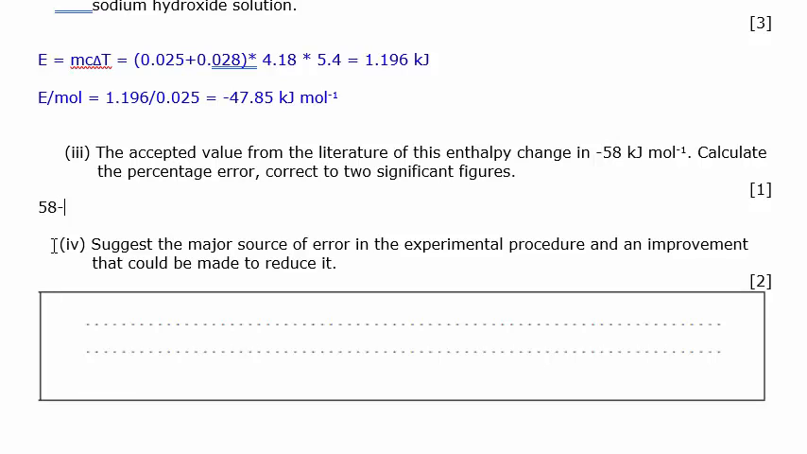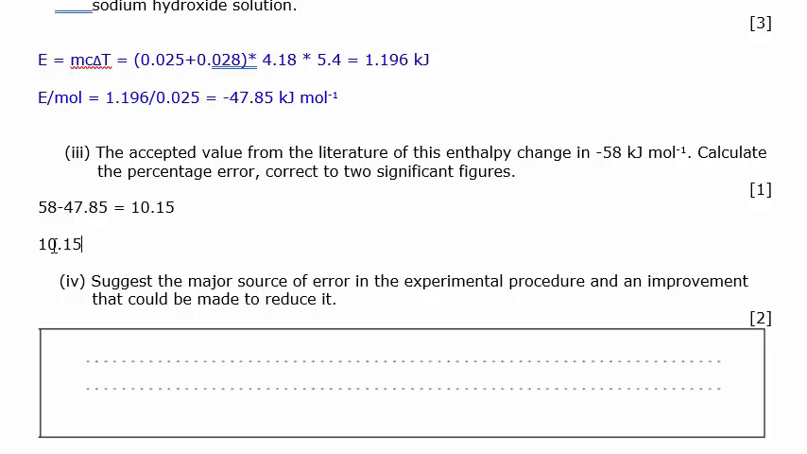So it's 58 minus 47.85, and that comes to 10.15. And we divide this 10.15. The difference is divided by the actual value, 58, and then we multiply that by 100 to make it into a percentage. So our percentage error is 17.5%.